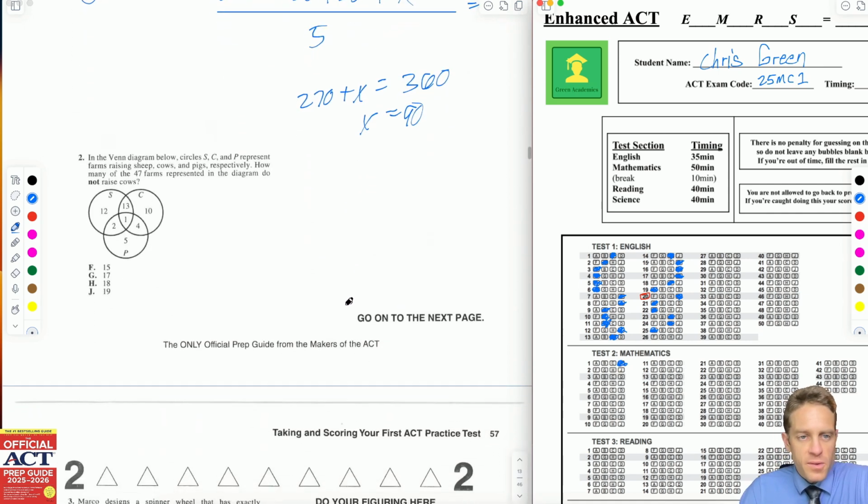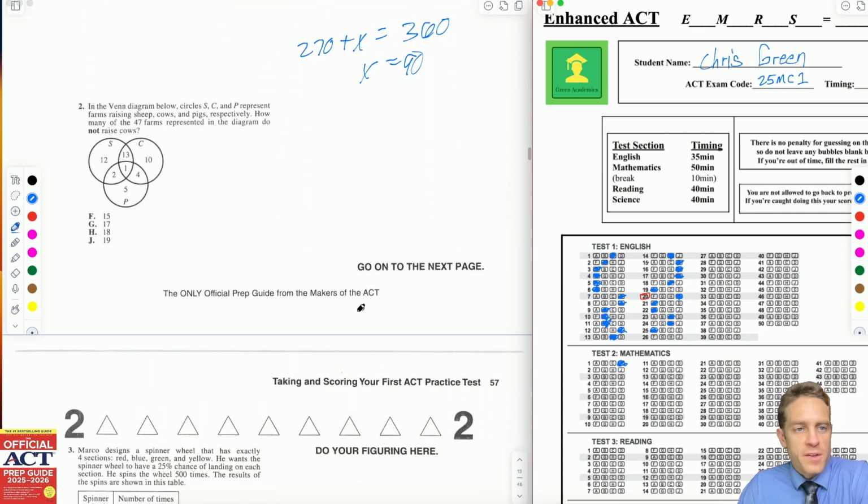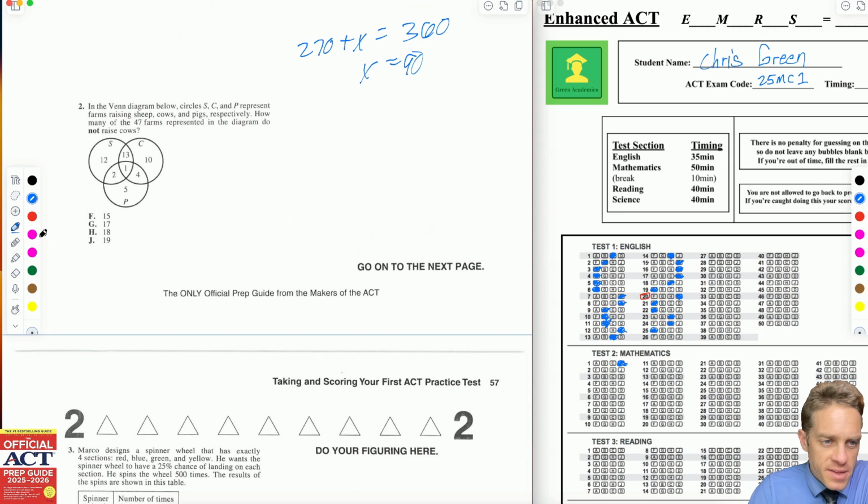In the Venn diagram below, circles S, C, and A represent farms raising sheep, cows, and pigs respectively. How many of the 47 farms represented in the diagram do not raise cows? Do not raise cows is everything entirely outside of the cows circle. So if I were to draw a shape, it would be all of this, right? So that would be the 12 and the 2 and the 5, but nothing that's within the green circle, which should make the answer 19.